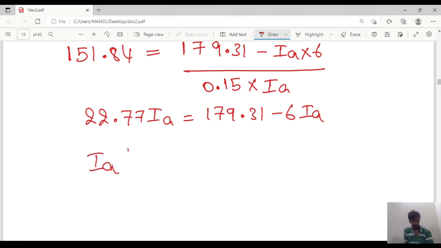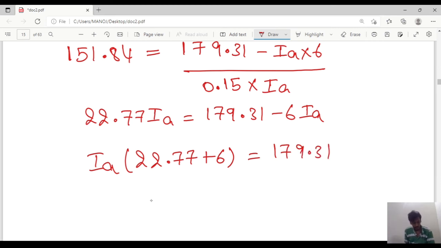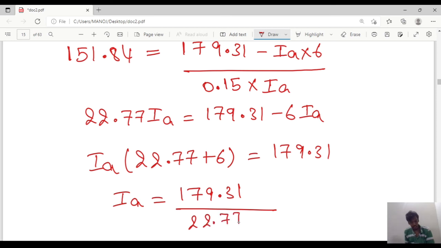So Ia into (22.77 plus 6) equal to 179.31. So the armature current value will be 179.31 by (22.77 plus 6). The armature current value will be 6.23 amperes. So we have calculated the armature current.